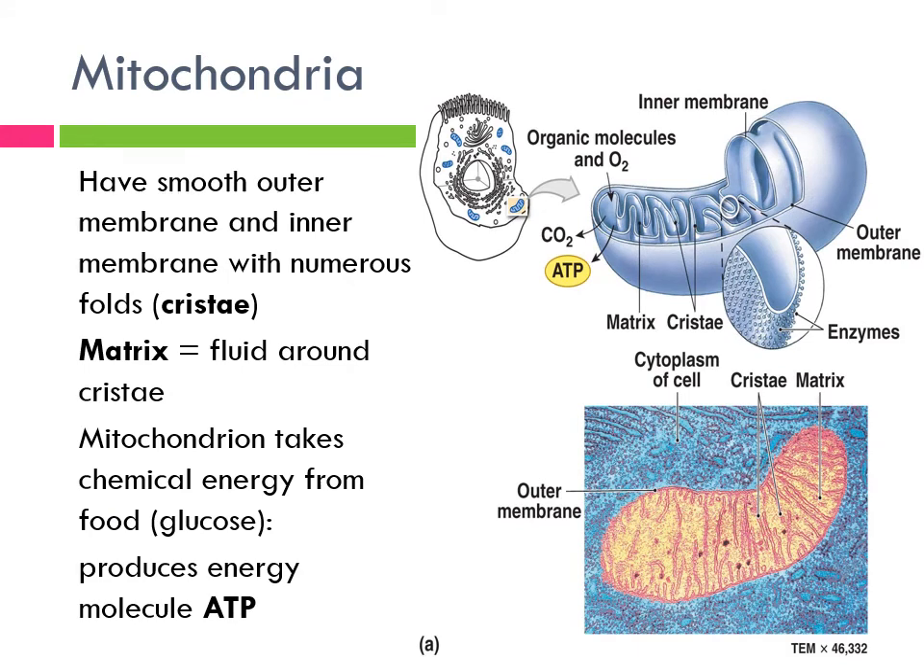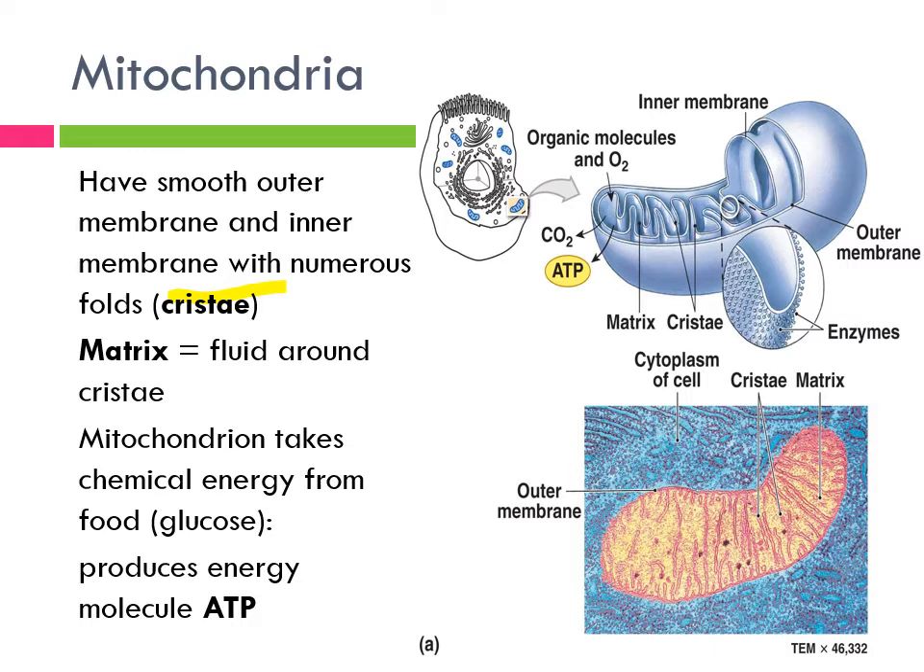Next, we have our mitochondria. Mitochondria are the powerhouse of the cell. They have a smooth outer membrane and then a folded inner membrane. So they have two membranes, a smooth outer membrane and a folded inner membrane, and those folds are called cristae. The matrix of the mitochondria is the fluid that surrounds the cristae.